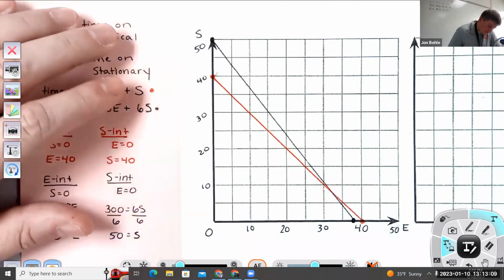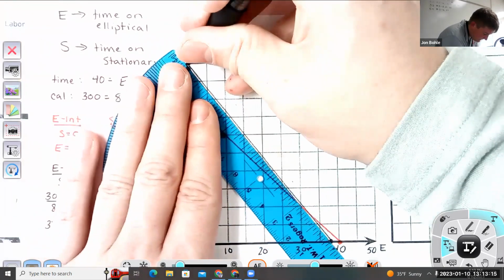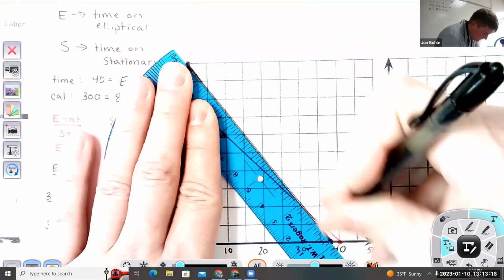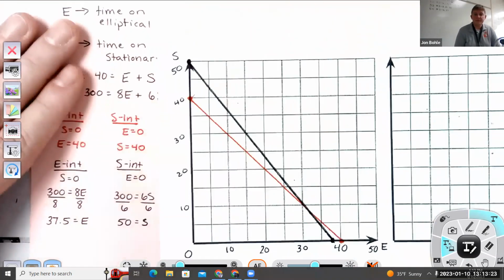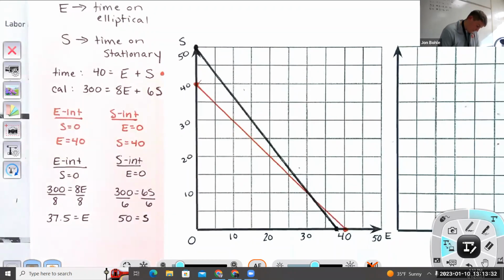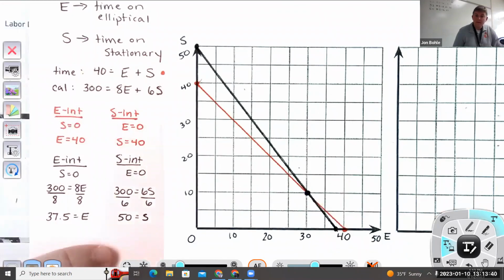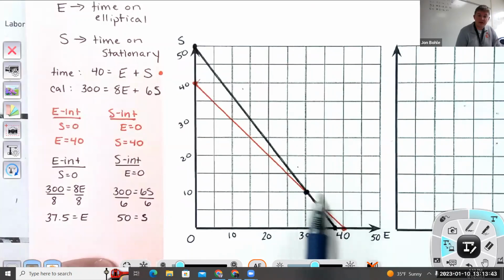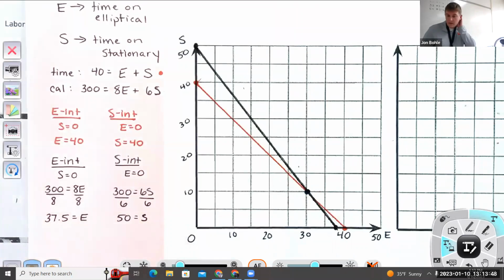Well, I must not have drawn my line very well. All right, so where did they cross is my answer. That's right here: 30, 10. So that would be 30 minutes on the elliptical and 10 minutes on the stationary.